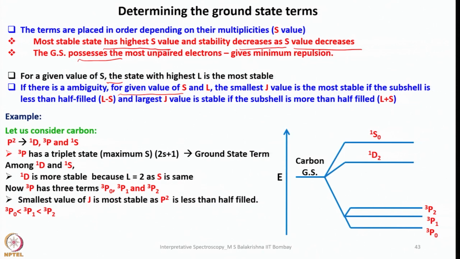That is, the L minus S value has to be considered for J, and if the subshell is more than half filled, the largest J value is the most stable one. You have to consider the L plus S value.